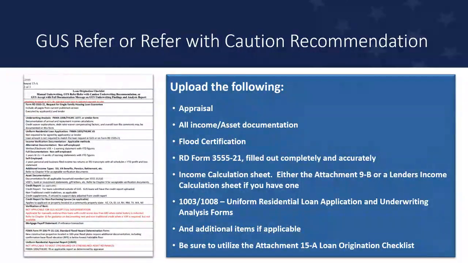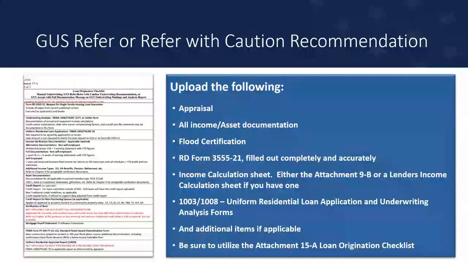Refer with caution. You'll utilize page 2 of the attachment 15A, page 2 of 3. Upload the following into GUS: the RD Form 3555-21, the request for the single-family housing loan guarantee, your income calculation sheet, either the attachment 9B or the lender's income calculation sheet if you have one, your 1003 and 1008, your residential loan application, and your underwriting analysis forms, all the income and all the asset documentation.